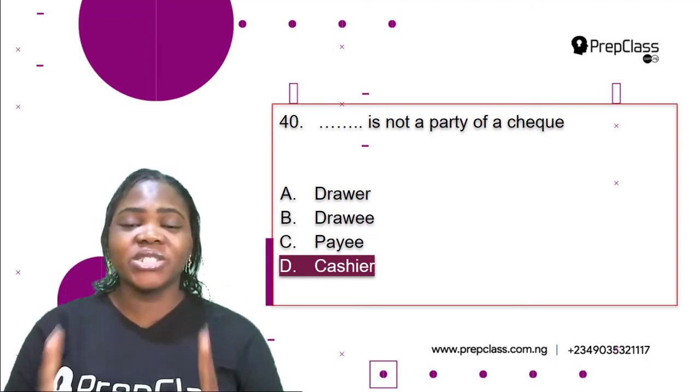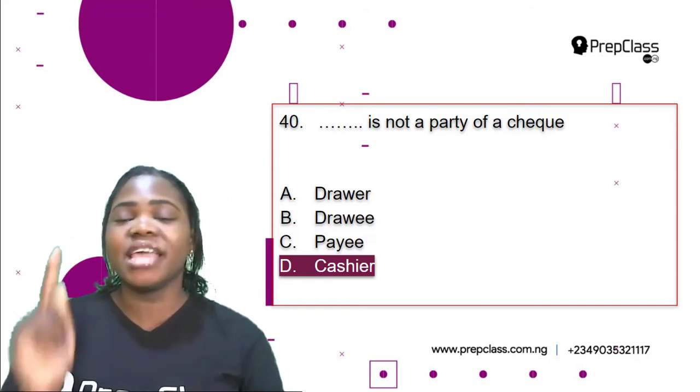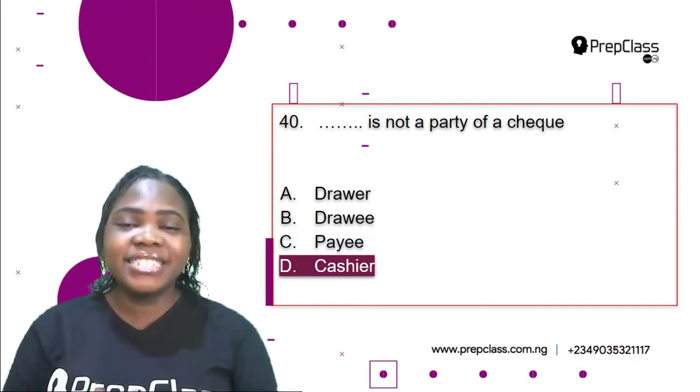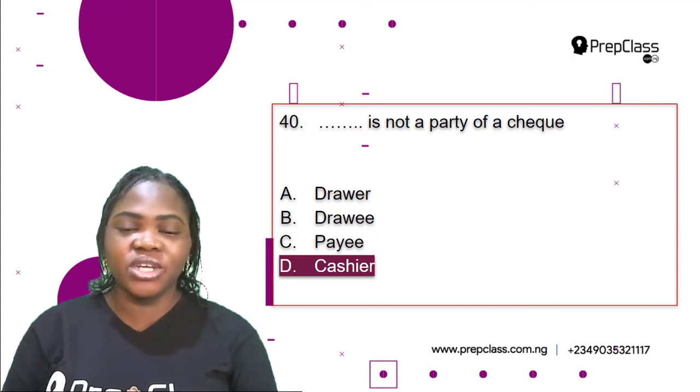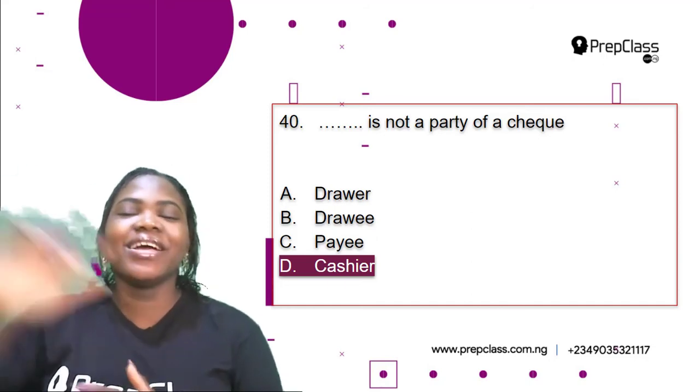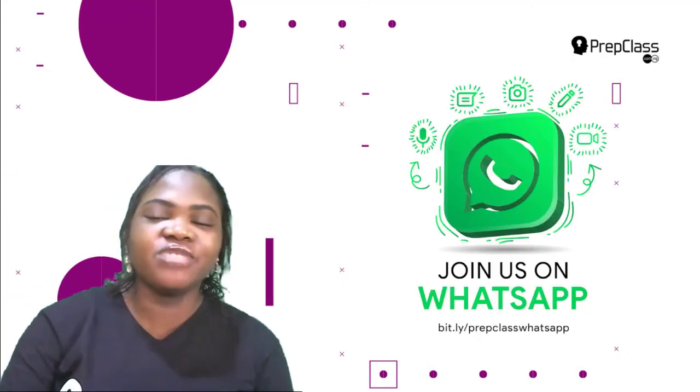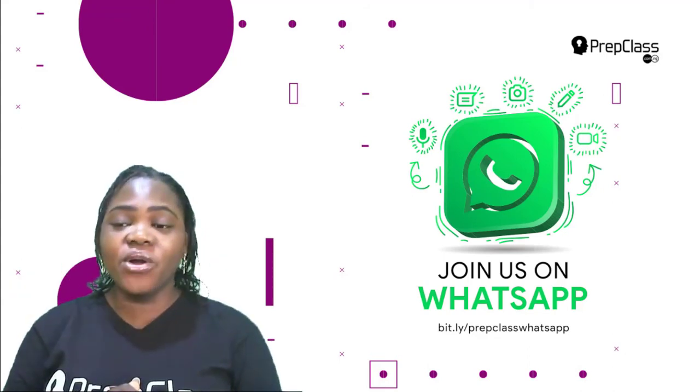So that's the correct option. Cashier is not a party of a check. D is the correct option in this question. D, check.